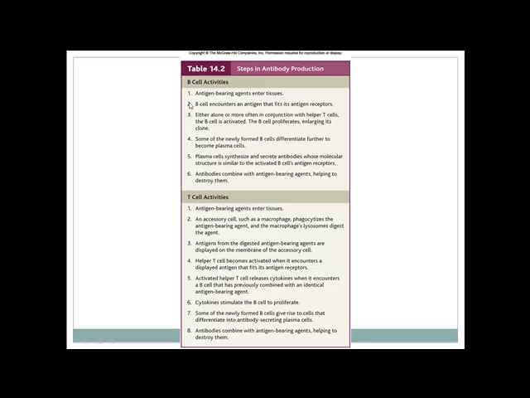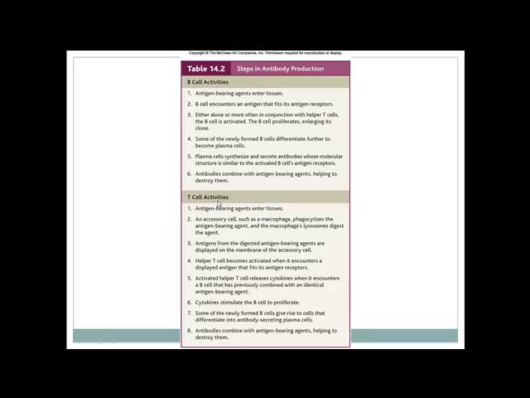So what happens? B cell activation, T cell activation. With B cells, an antigen-bearing agent enters your tissue. A B cell encounters that antigen that fits into its receptor. Either alone or often in conjunction with a helper T cell, the B cell will be activated. The B cell will proliferate, enlarging its clone. Some of the newly formed B cells will differentiate further and become plasma cells. The plasma cells will make and secrete antibodies, and those antibodies will go off to fight that antigen-bearing agent. Antibodies combine with the antigen-bearing agent, and they help to destroy it.